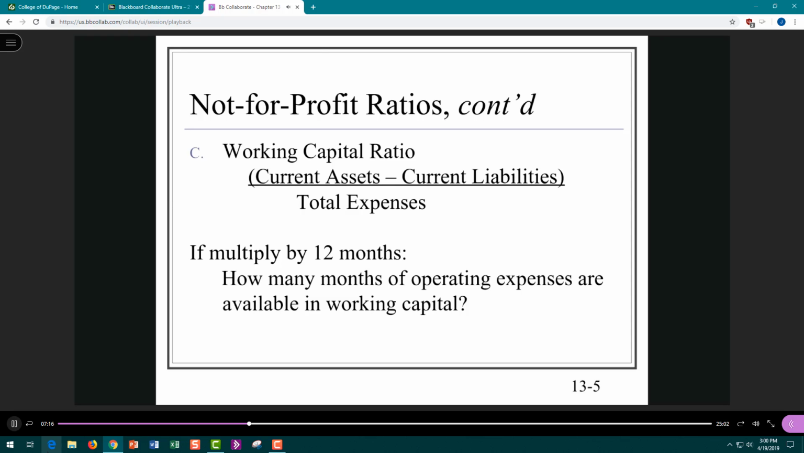So here what we have is, in the numerator, two elements from the position statement, current assets minus current liabilities, and that's being compared with a number in the flow statement, that is total expenses.